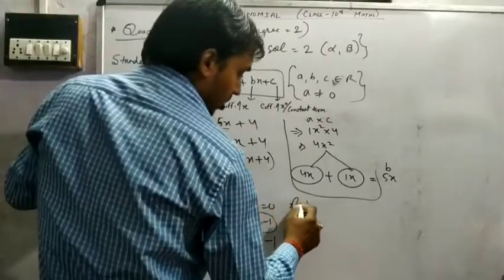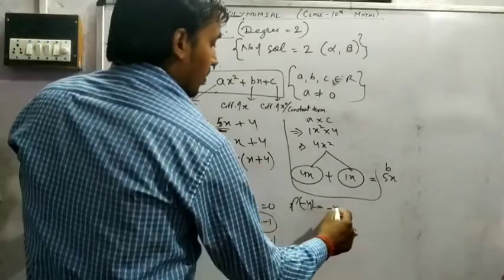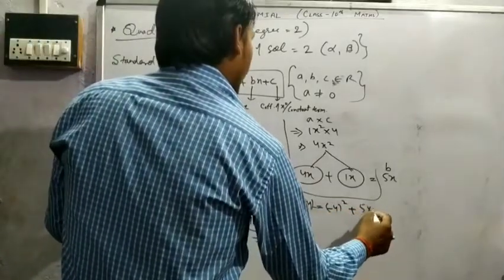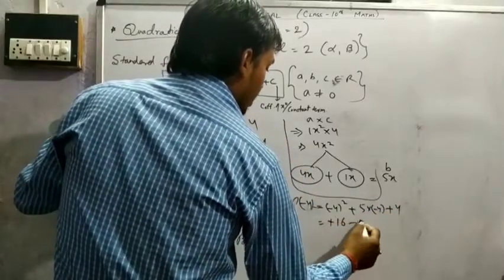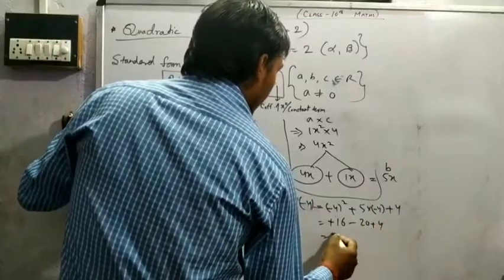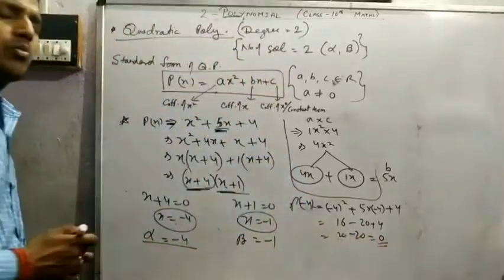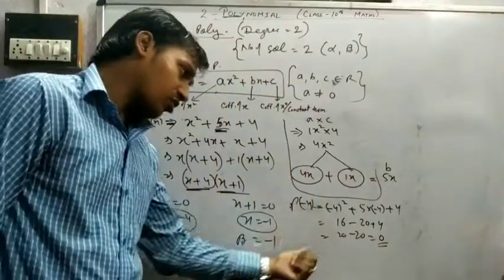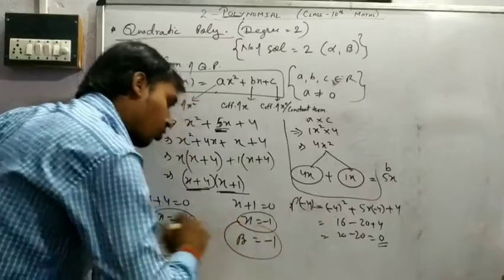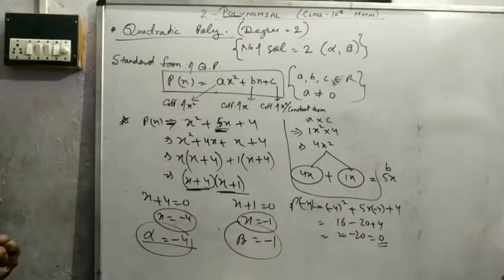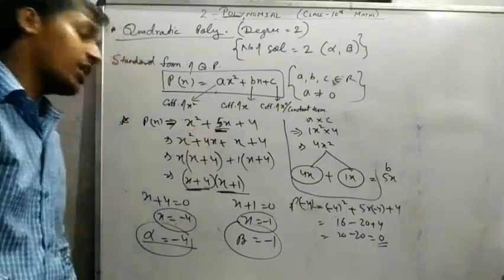Check the solution. P of -4: put the value of x, that is -4, in this. -4 squared plus 5 into -4 plus 4, that is 16 minus 20 plus 4, which is 20 minus 20, that is 0. The same process you can use for -1, so it also gives the solution. The polynomial gives 0. That means these two are the zeros of the quadratic polynomial x square plus 5x plus 4.